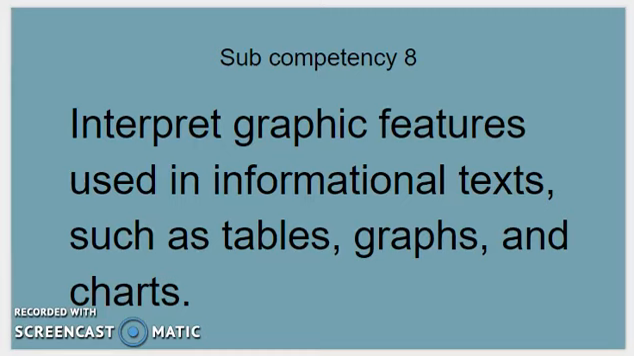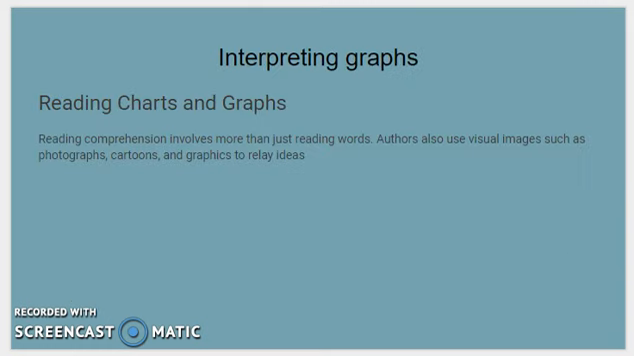Subcompetency 8. Interpret graphic features used in informational text such as tables, graphs, and charts. Interpreting graphs. So reading charts and graphs.